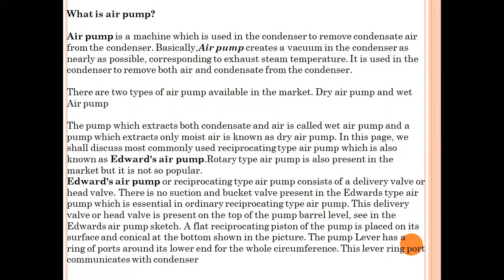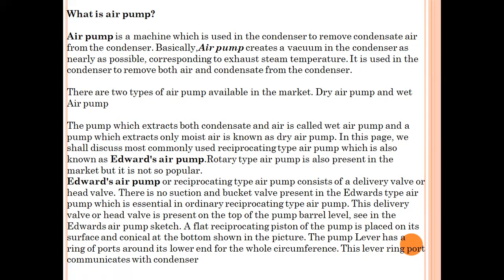Here, we shall discuss the most commonly used reciprocating type air pump, which is also known as the Edward air pump. This is the reciprocating type air pump, known as the Edward air pump. A rotary type air pump is also present in the market, but it is not so popular.